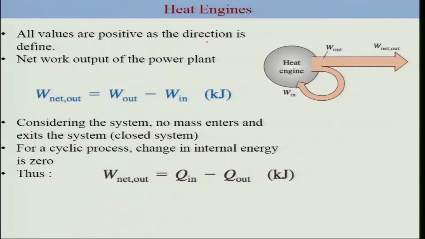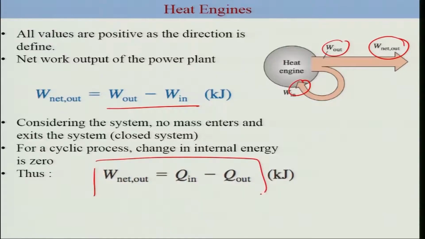You can represent this heat engine as in the previous slide: you have this work out and the work in. Part of this work out goes to the work in, and there is a specific W net out, which is given here. Now, considering that no mass enters or exits the system, for a cyclic process the change in internal energy must be 0. Which essentially means that W net should be equal to Q in minus Q out. That is what our energy balance tells us.